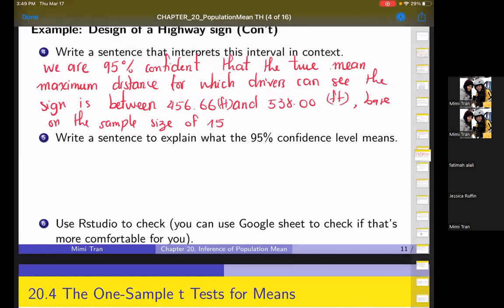Yeah. If we repeat this experiment many times, 95% of our experiments will result in an interval that contains the true mean. Okay, make sure you put confidence interval here. Stephanie, okay, confidence interval here, and then maybe you want to specify your context: population mean, maximum distance, blah, blah, blah. Good.